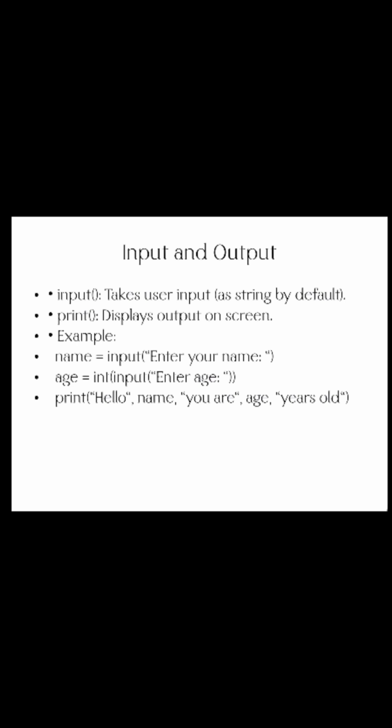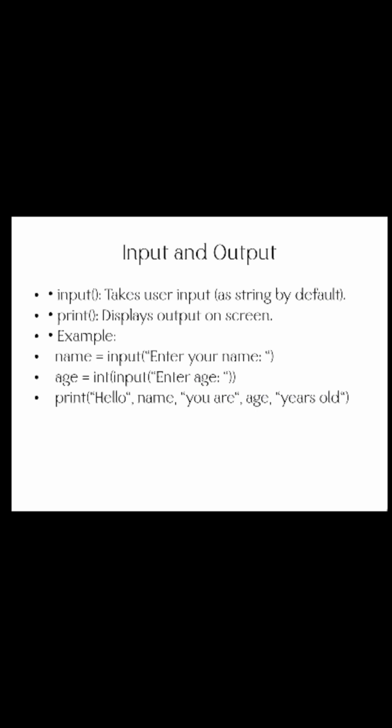And output. The print function displays output to the console. It can display text, variables, and expressions. Multiple values can be printed on the same line by separating them with commas. The sep and end parameters can customize the output format.